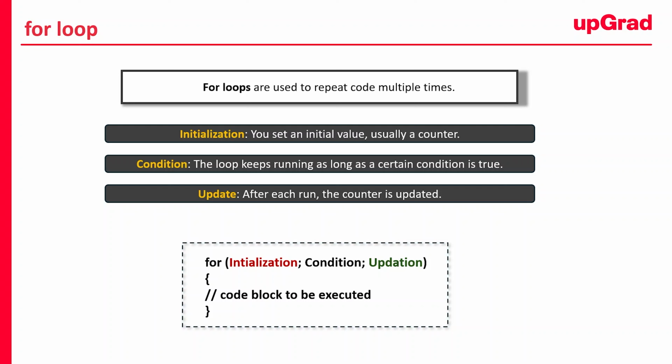This structure allows you to run the loop a set number of times and ensures that the loop stops once the condition is no longer true. A for loop is especially useful when you know ahead of time how many times you need to repeat something.